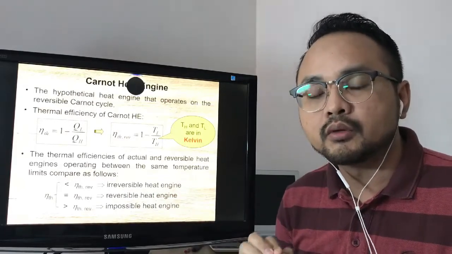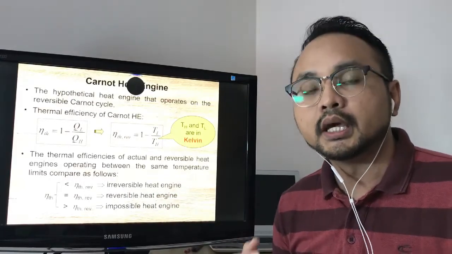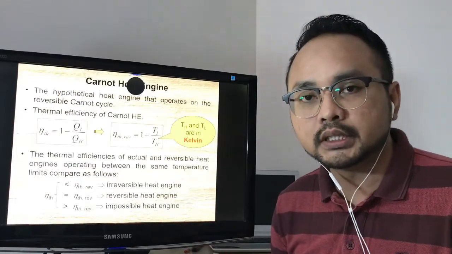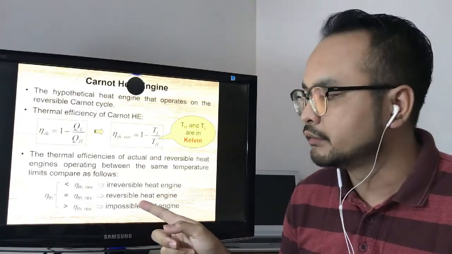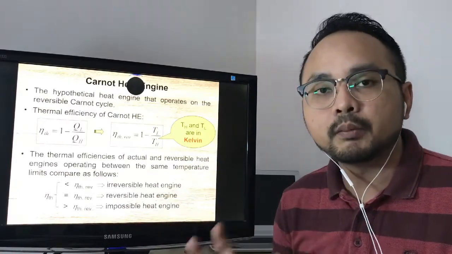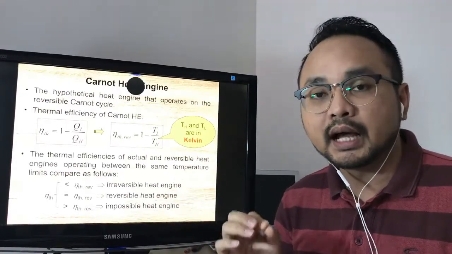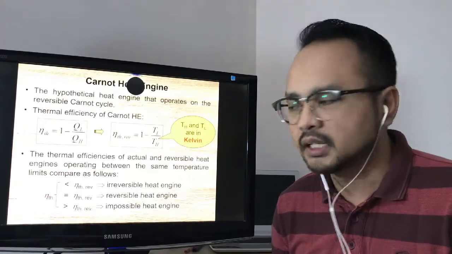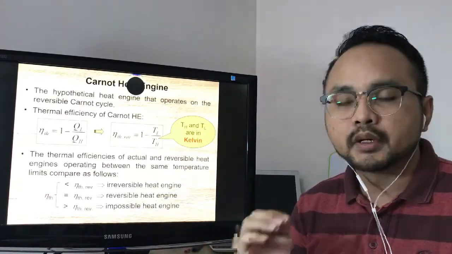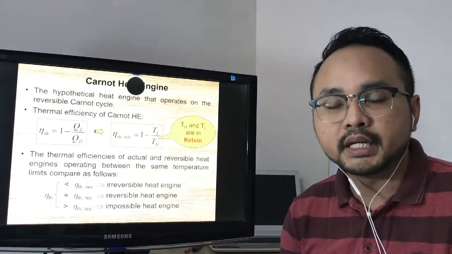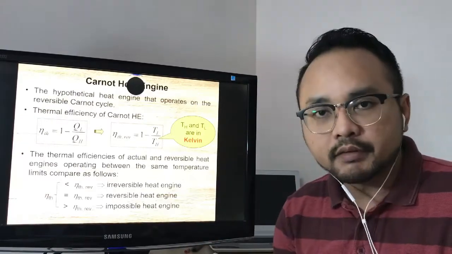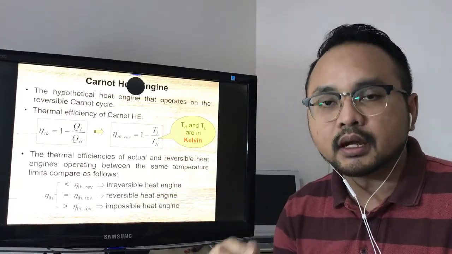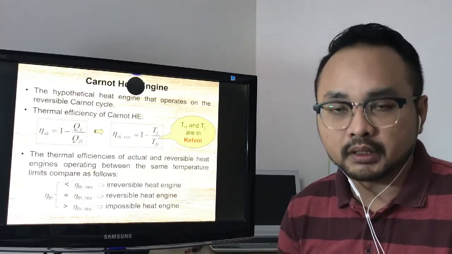But if we measure and get a thermal efficiency equal to the thermal efficiency of the reversible heat engine, we call that heat engine a reversible heat engine. And if we measure a thermal efficiency that is higher than the reversible efficiency, it is an impossible heat engine, because we know that the reversible heat engine is the most efficient heat engine, so the thermal efficiency should not exceed the efficiency of the reversible heat engine.